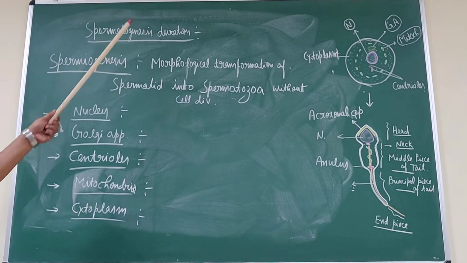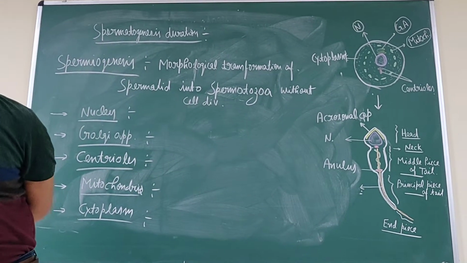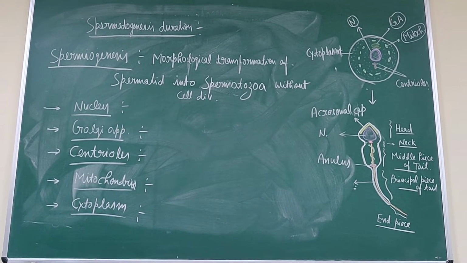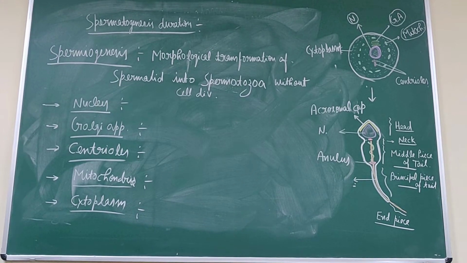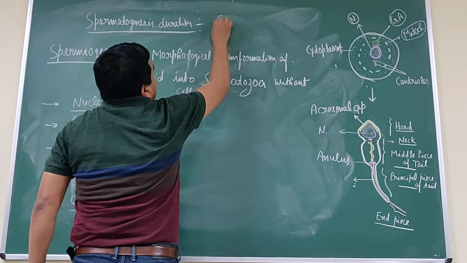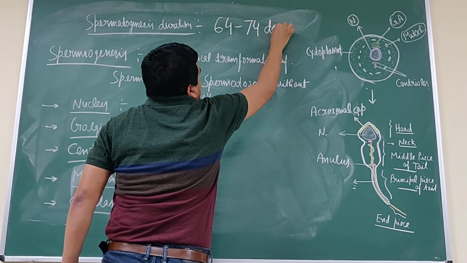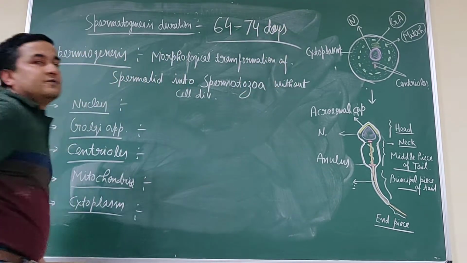Now the spermatogenesis duration. To complete one cycle, spermatogenesis requires 64 to 74 days.